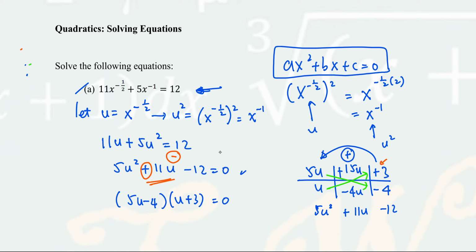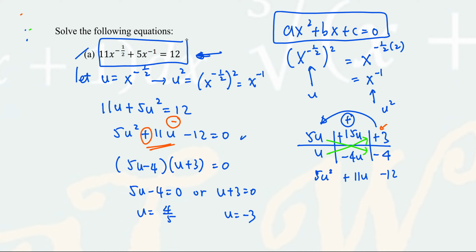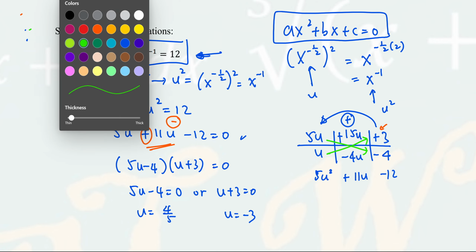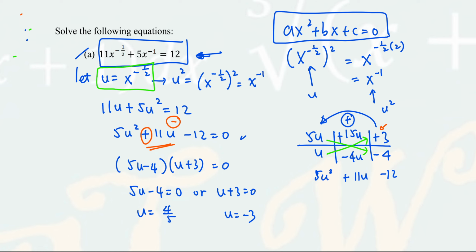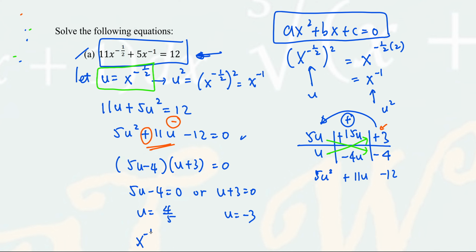The multiplication of two terms equals 0 means that one of them must be 0. So I get 5u - 4 = 0 or u + 3 = 0. Then my u will be 4/5 or u = -3. Now remember, we are solving the equation in terms of x, so my solution is supposed to be x and not u. You need to substitute back: replace the u by x^(-1/2). So x^(-1/2) = 4/5 or x^(-1/2) = -3.